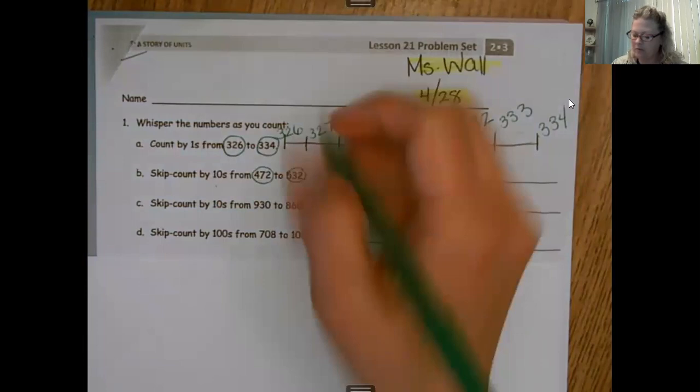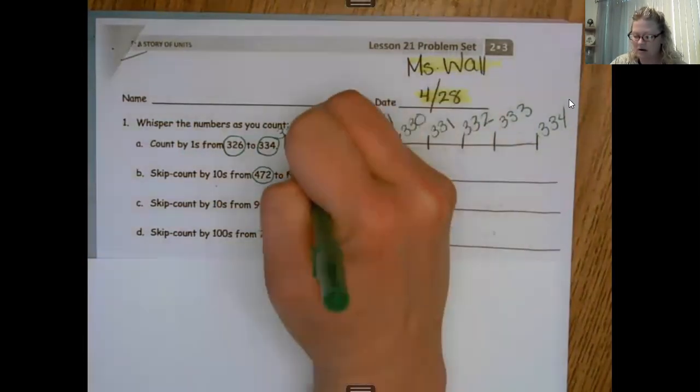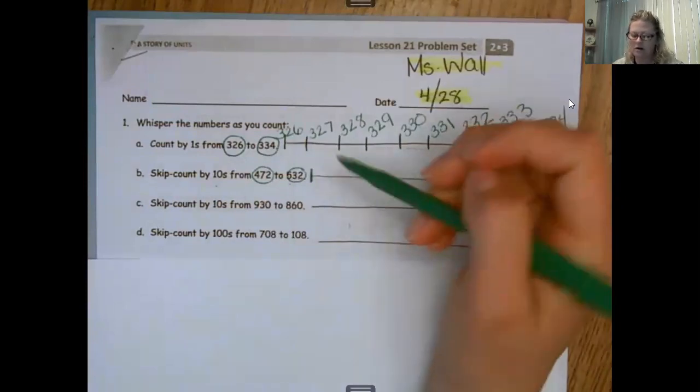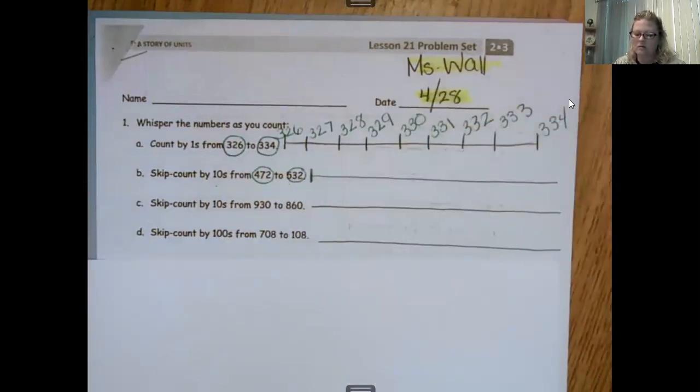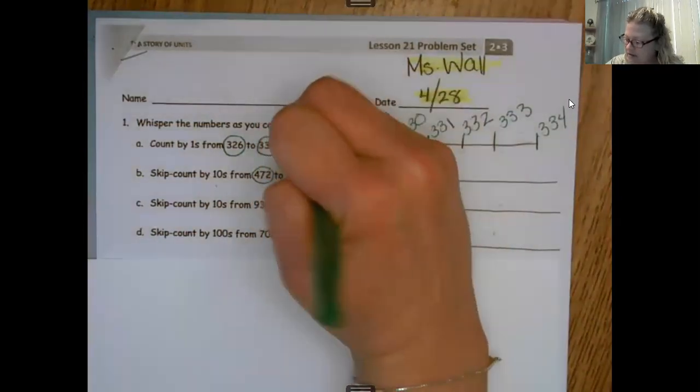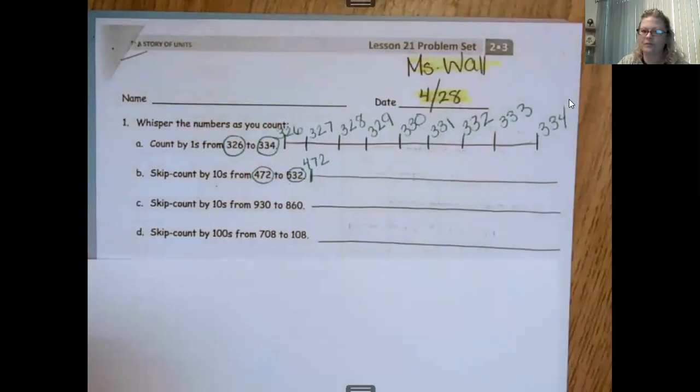All right, I'm going to draw my starting line. Do you see my starting line? And what number is going to go there? 472, good. So let's write 472. Go ahead and do that.